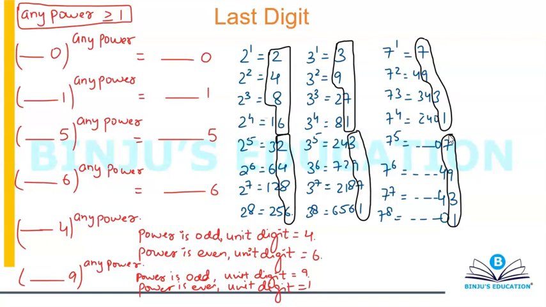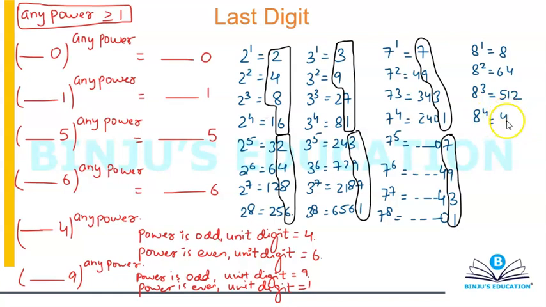So once you remember these, like for 2 it's 2, 4, 8, 6, for 3 it's 3, 9, 7, 1, for 7 it's 7, 9, 3, 1, then the only thing you need to understand is how to use the concept of cyclicity. Nothing else is required. Okay, now the last one that we have is that of 8. So we have 8 to the power 1, that is 8. 8 squared, that is 64. 8 cube, that is 512.